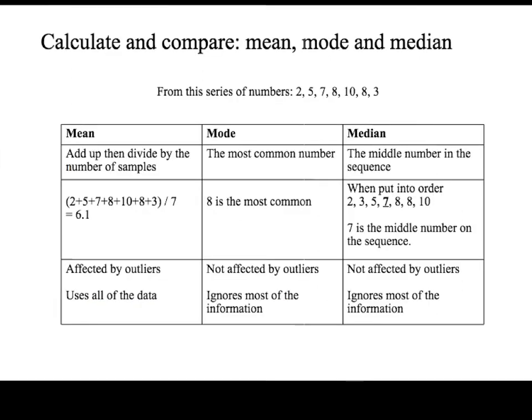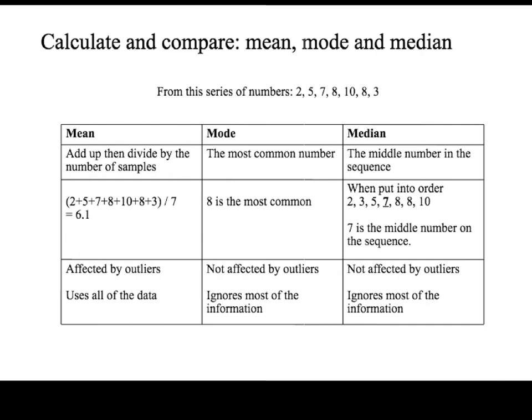You have to be able to compare and use mean, mode and median. So from this series of numbers, for the mean, you add them up and divide by the number of samples, so that's quite straightforward. You get a mean of 6.1. To calculate the mode, it's the most common number. You can see there's two lots of 8, there's only one of every other number, so 8 is the most common, and median's the middle number.